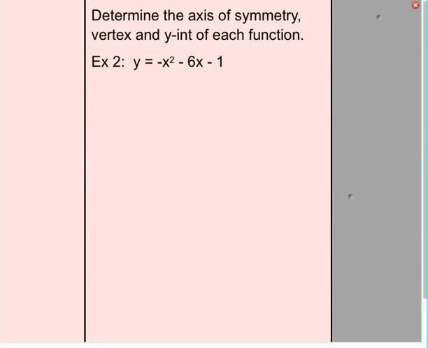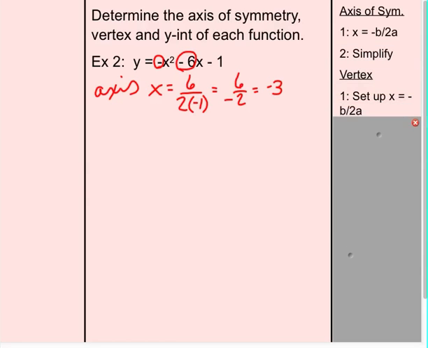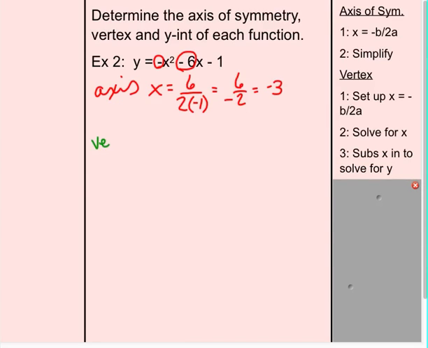All right, next example. Again, starting with that axis of symmetry. X equals the opposite of b. So here's b. B is negative 6. The opposite of negative 6 is positive 6, divided by 2 times a. This time the coefficient of x squared is negative, or negative 1. So we've got 6 divided by negative 2, or negative 3. So that's the equation for our axis of symmetry. Vertex, we take that value and substitute it back in for x.